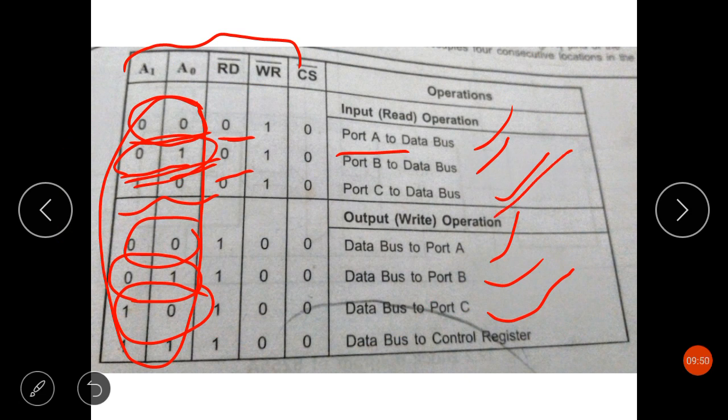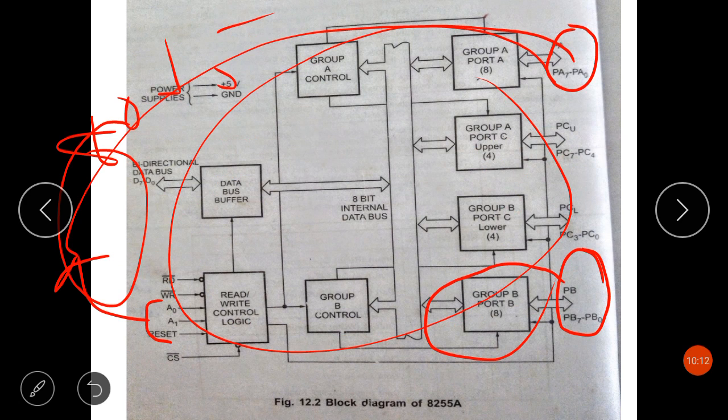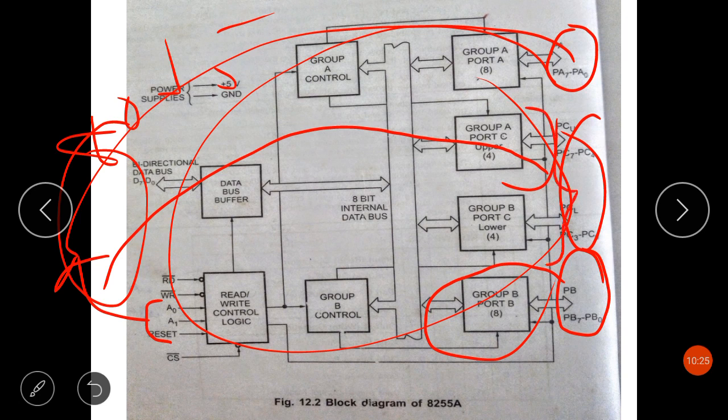Now what happens if the status is A1 is 1, A0 is 0, RD bar is 1 and WR bar is 0? WR bar is 0 means WR bar is activated, which means the microprocessor is going to write data. So 101 means the microprocessor is going to write data to port C. Whatever device is connected with port C, the microprocessor is going to write data into that peripheral device, or it is going to output that 8-bit data through port C to the peripheral device.